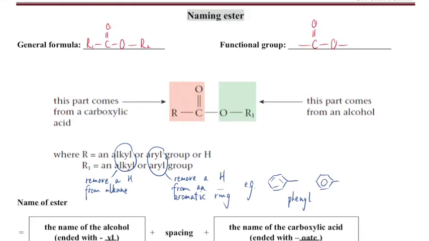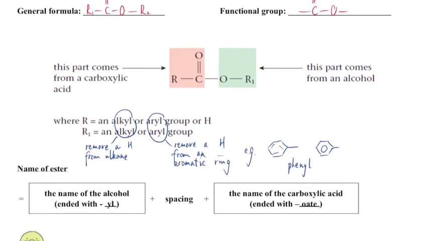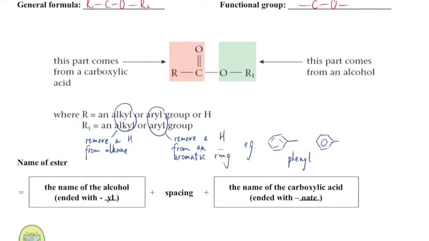Okay, so for an ester, R1 doesn't have to be the same as R2. It can be the same, it can be different. There is no restriction on this. And how do we name ester? It's a little bit complicated, okay? That's because esters are formed when two types of molecule are joined together.